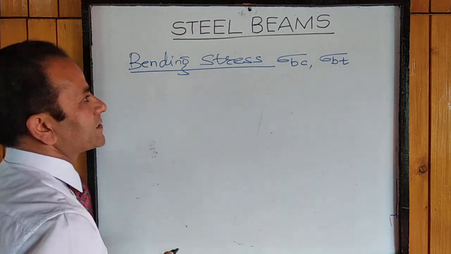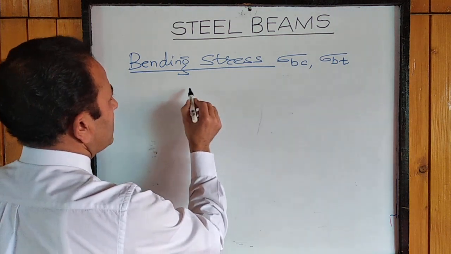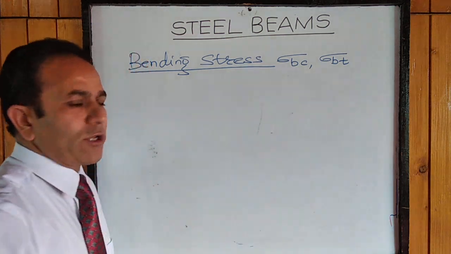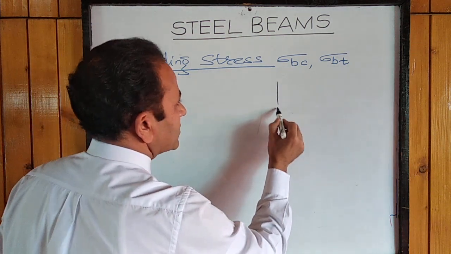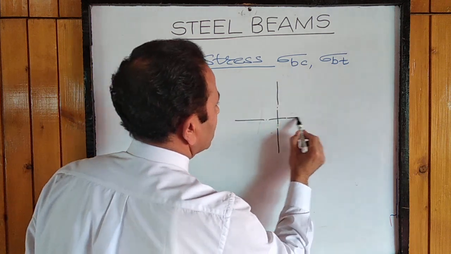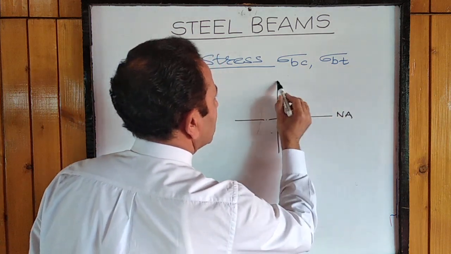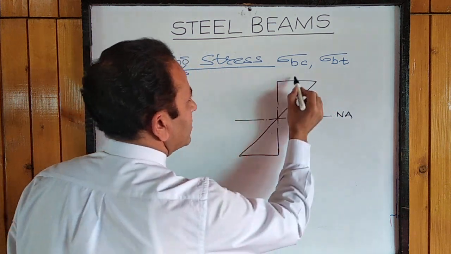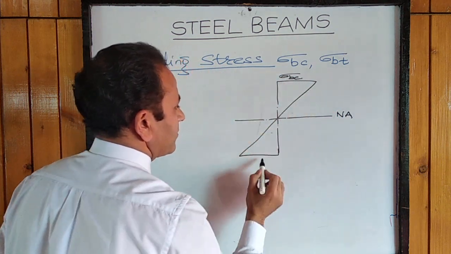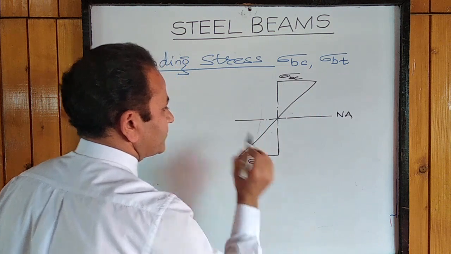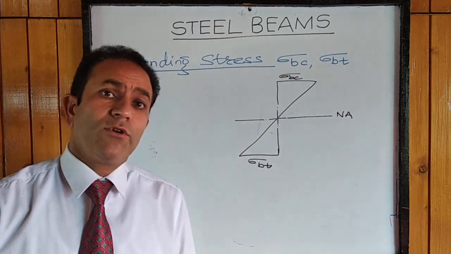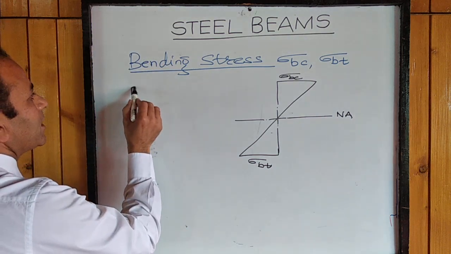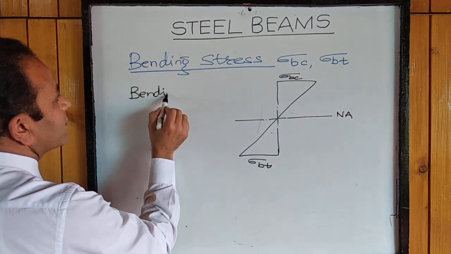So this bending stress in a beam can either be in tension or it can be in compression. If this is the neutral axis, we may have bending stresses like this. This may be bending stress in compression, and this bending stress in tension. Now bending stresses, we need to calculate. We take the help of the basic bending equation. We have the bending equation with us.